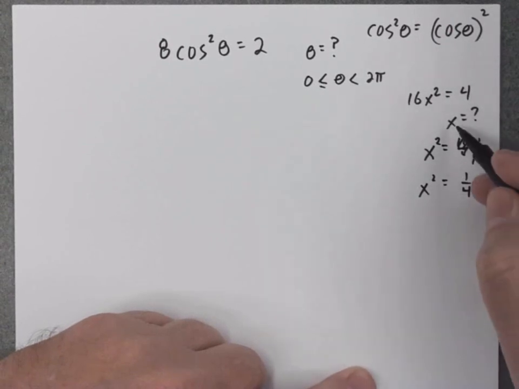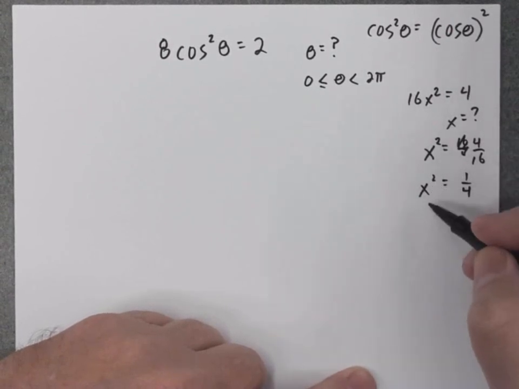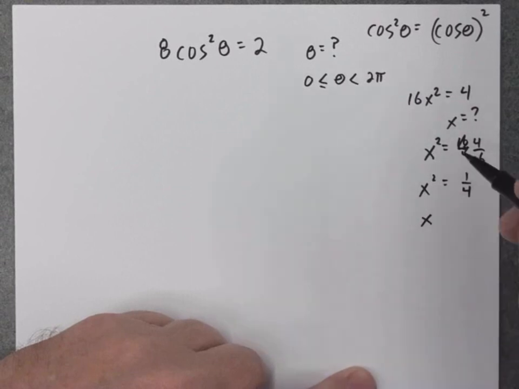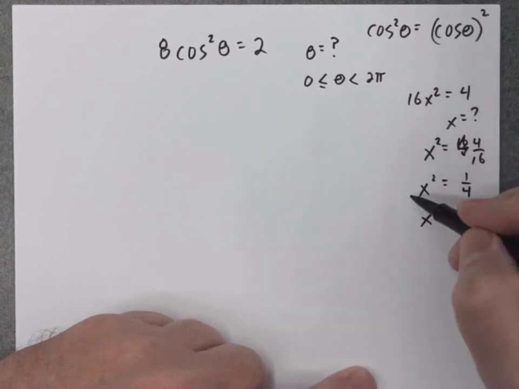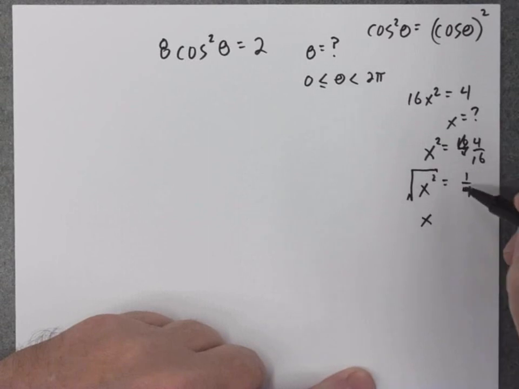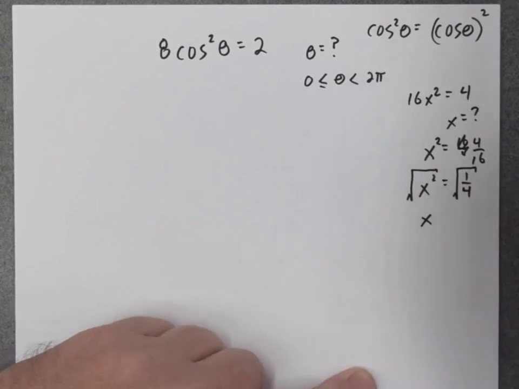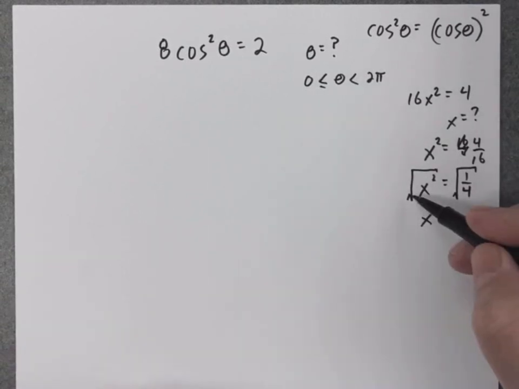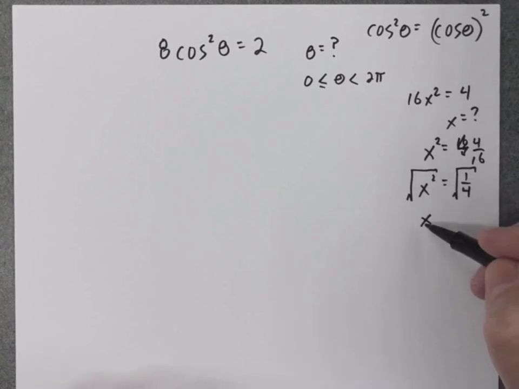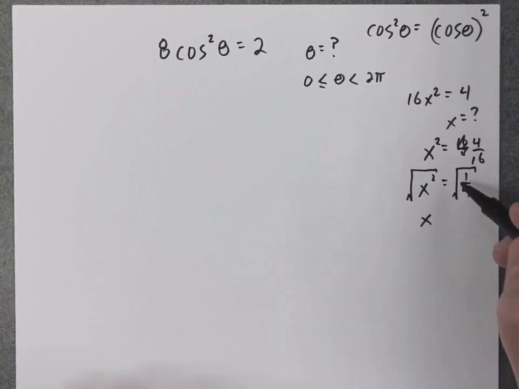And then if my goal was to solve for x, how do I get from x squared to x? If you remember, you have to take the square root. The square root of x squared is x. Of course, you have to take the square root of both sides of this equation.